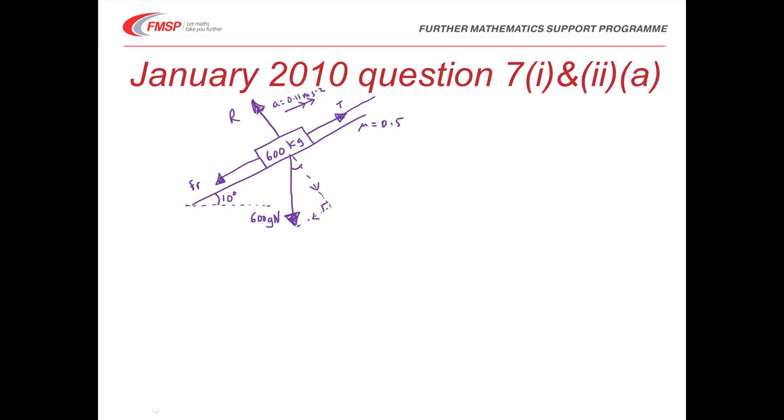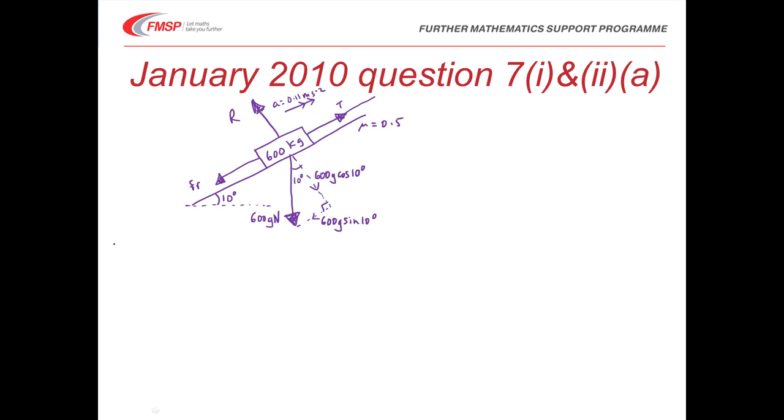This angle will also be 10 degrees, and so the component opposite the angle will involve sine of 10 degrees. It's 600g sine 10 degrees. And then for the component next to the angle, it's 600g cos 10 degrees. Now we have everything ready to start considering our forces.